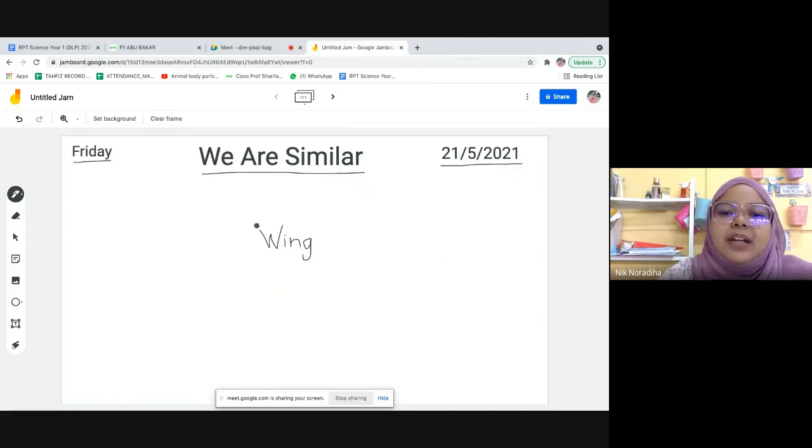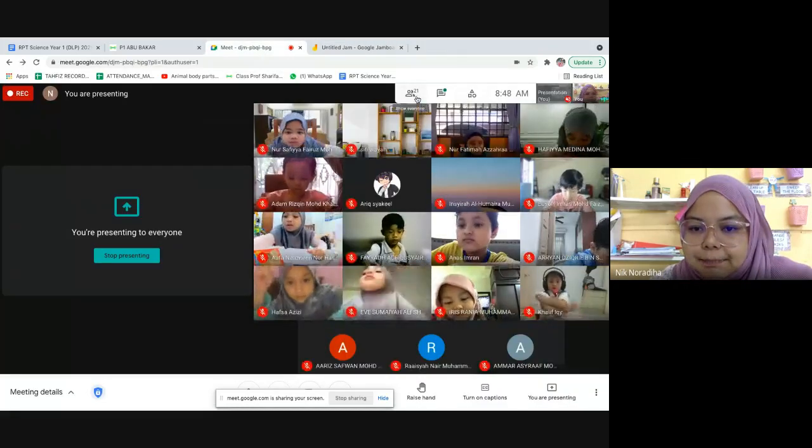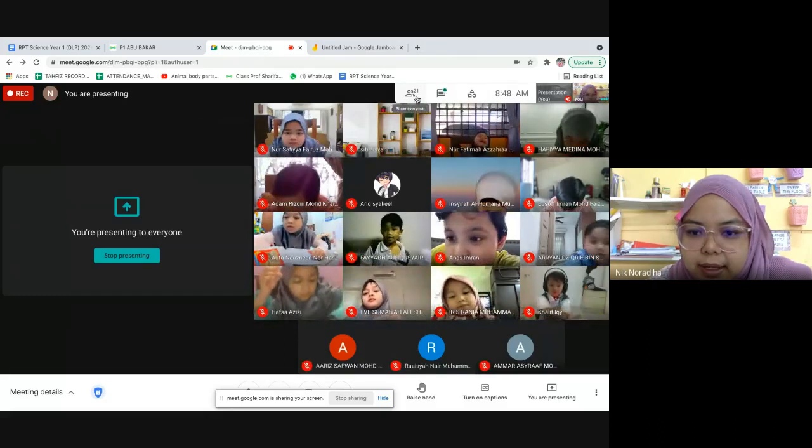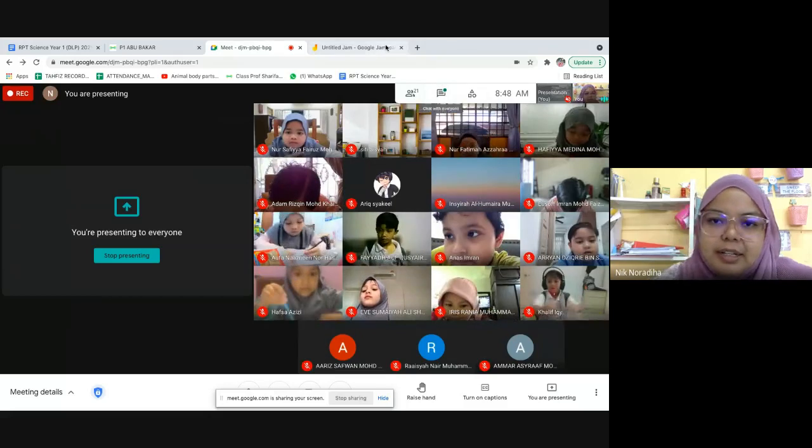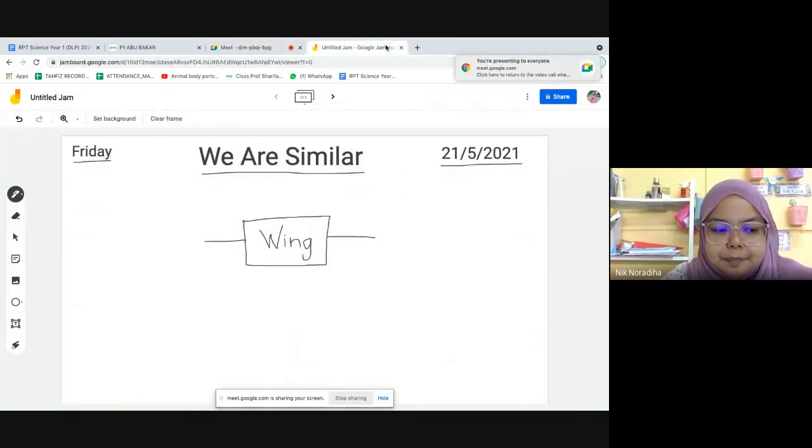Alright. So you do the wing in the middle like this, then draw the box. I'm so sorry for my box because I couldn't use a ruler, but if you have a ruler, please use your ruler. Then you do like this. Just now, teacher showed you two animals that have a wing. Raisha, can you turn on the microphone? Wait, teacher will show you first. Later, you can follow teacher, okay?